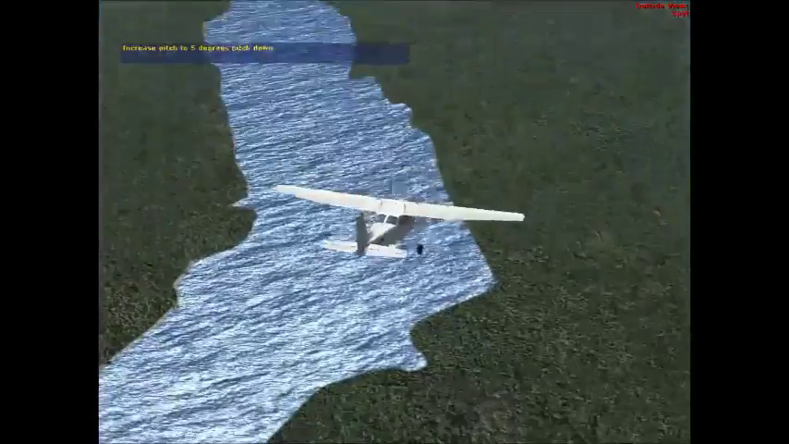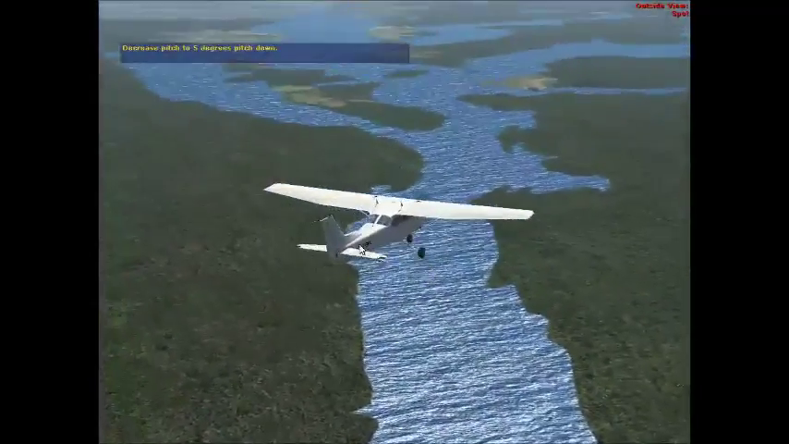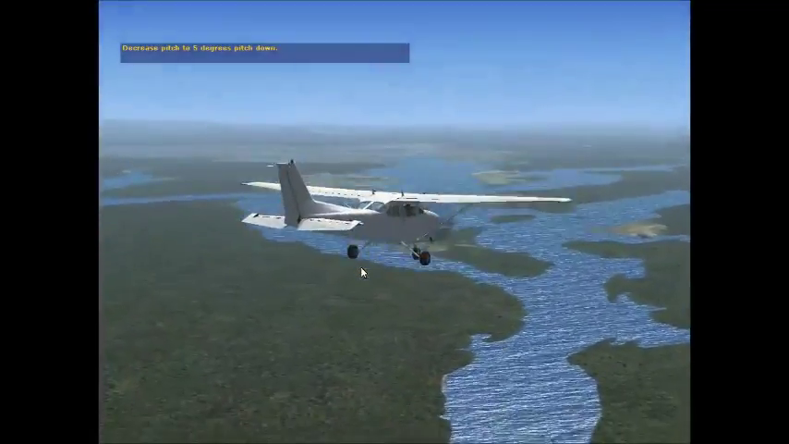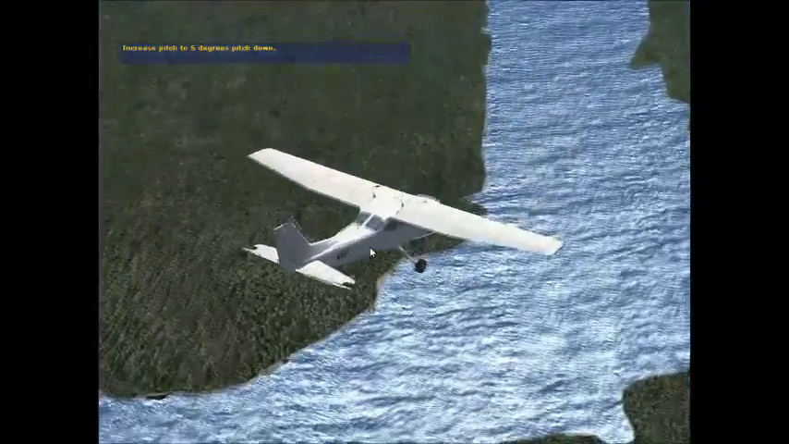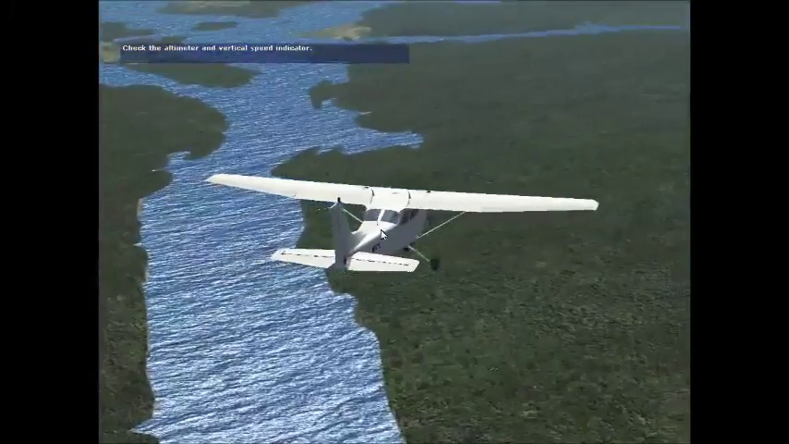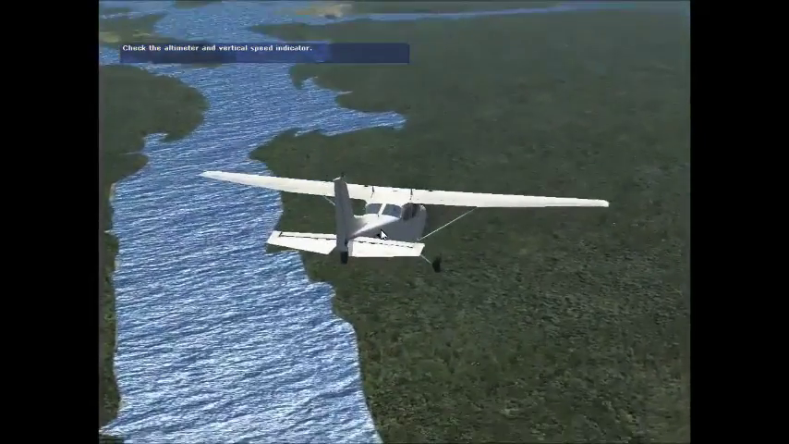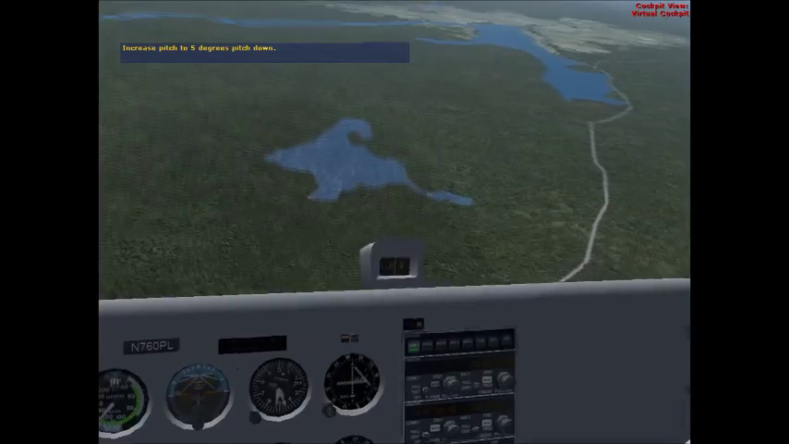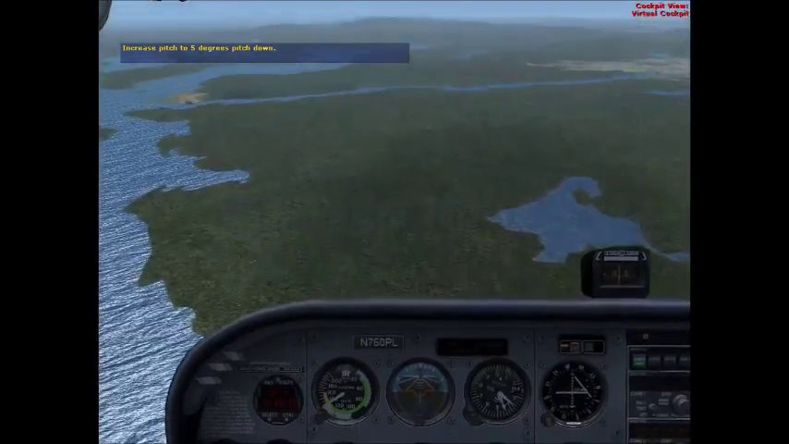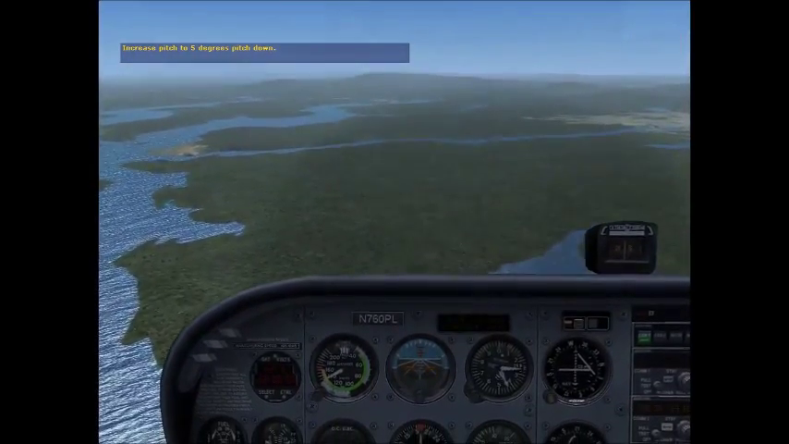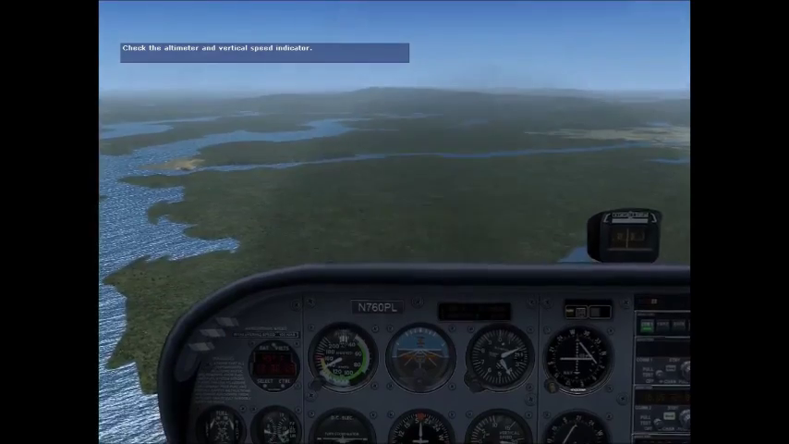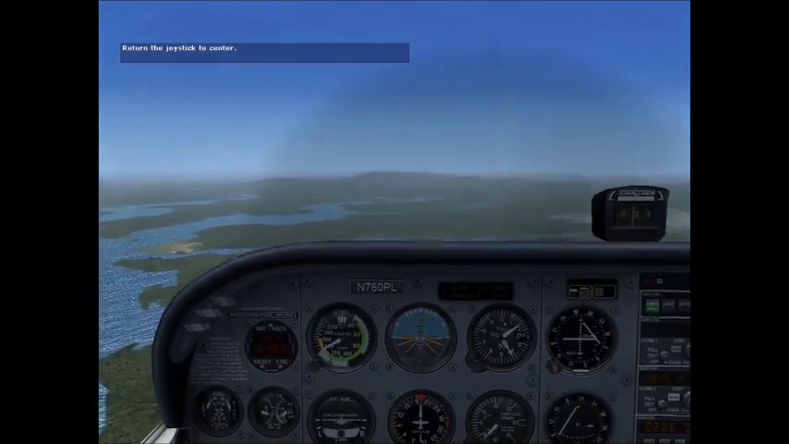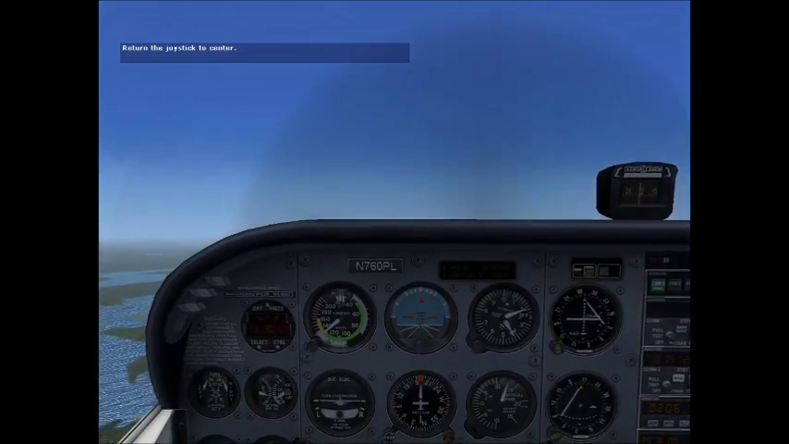Caused by the elevators. Pull back on the stick. Push forward on the stick. The airplane's nose pitches down, and the attitude indicator's miniature airplane points toward the ground. Notice that the altimeter rotates counterclockwise, thus indicating a descent. The needle in the vertical speed indicator also points downward, indicating a descent. Pull back on the stick. Okay, return the joystick to its center position.